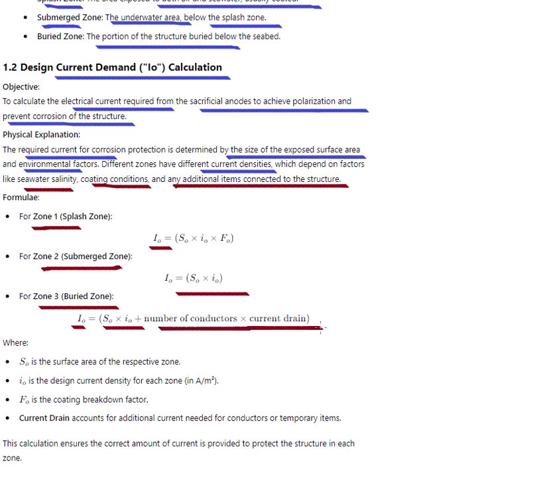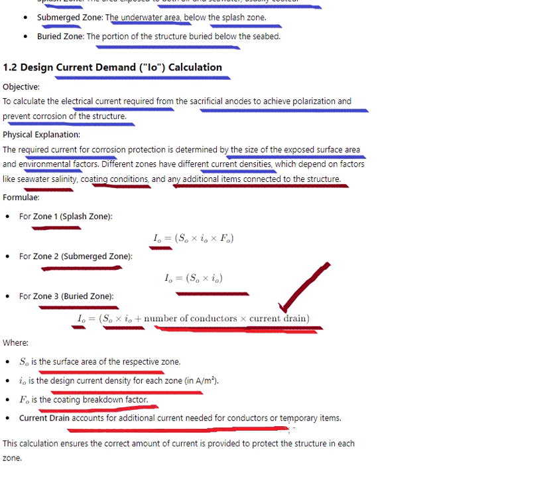Number of conductors and current drain is something additional for the buried zone. S naught is the surface area of the respective zones. I naught is the design current and i naught the current density for each zone. F naught is the coating breakdown factor. Current drain is the additional amount of current needed for conductors. This calculation ensures that the correct amount of current is provided to protect the structure in each zone.